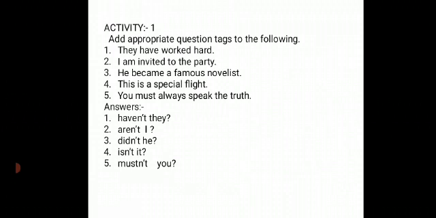He became a famous novelist. Here an auxiliary verb is not there, so your question tag will be didn't he? Fourth is this is a special flight. Here is is there, so you are asking the question isn't it? Fifth one is you must always speak the truth. Now must is the auxiliary verb, so you will be asking the question mustn't you?